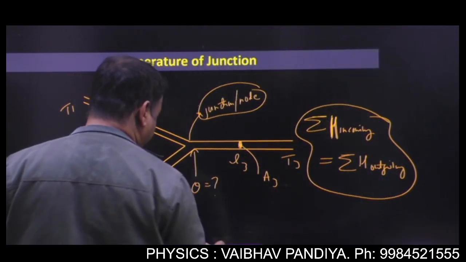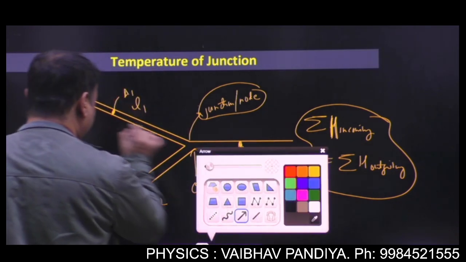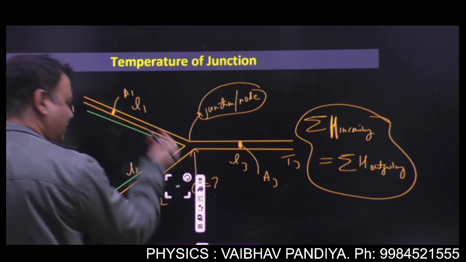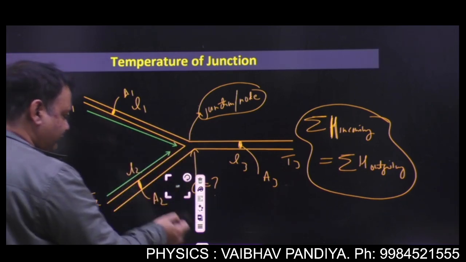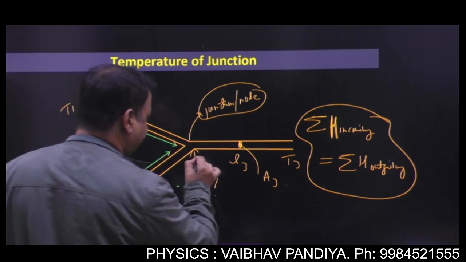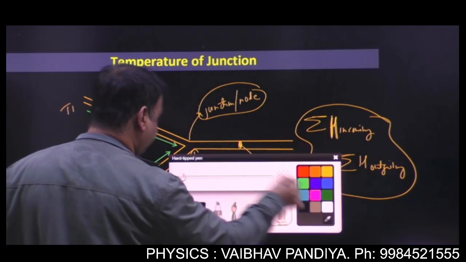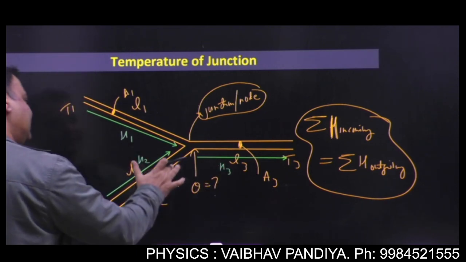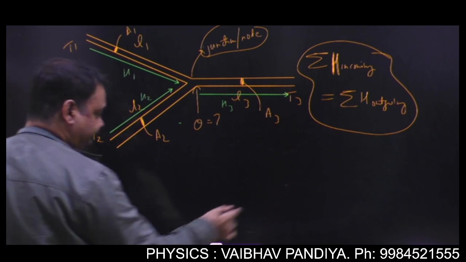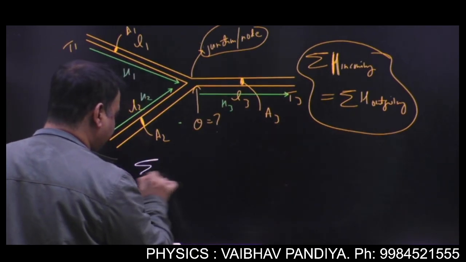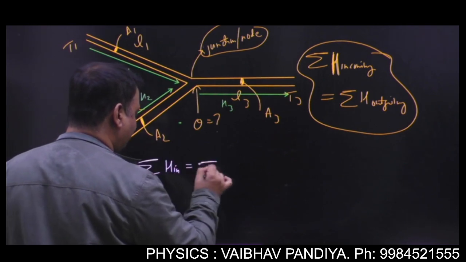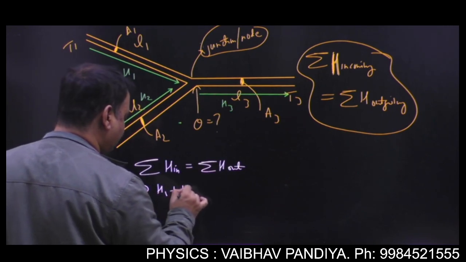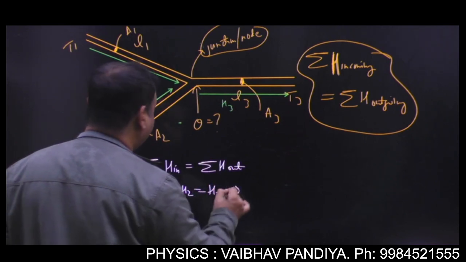I don't know where the current will flow. You can assume any direction. So I'm assuming here the current is going like this. You can say, okay sir, what if I label it outward? You can label it. Accordingly, the algebraic sign in your equation will take care of it. Here the current is H2 and here the current is H3. So this is H1, H2, H3, correct? Now you can write what? Total current in is equal to total current out. So I'll get H1 plus H2 is equal to H3.